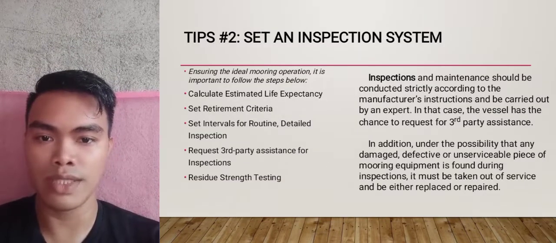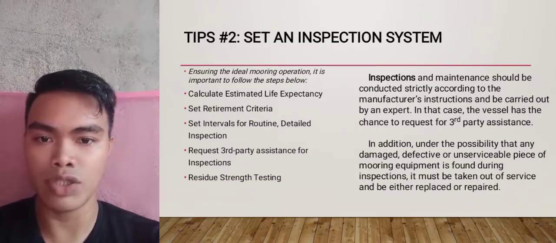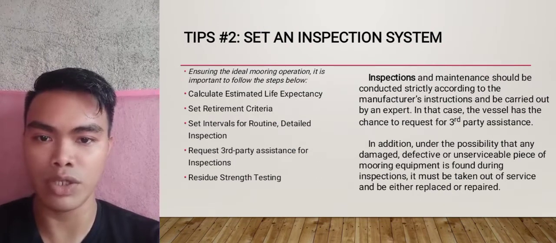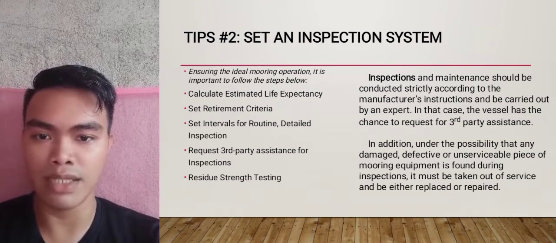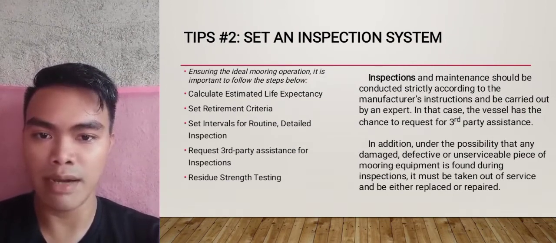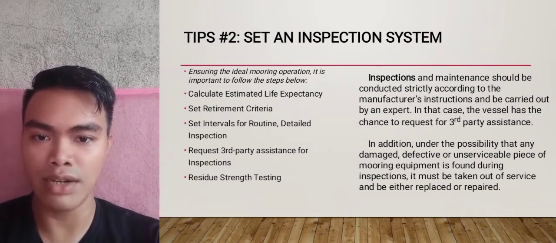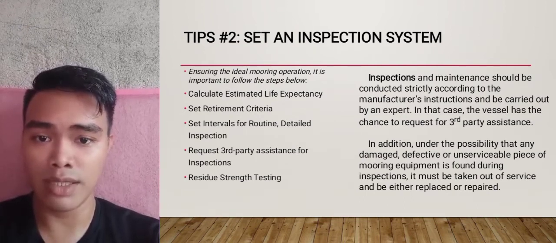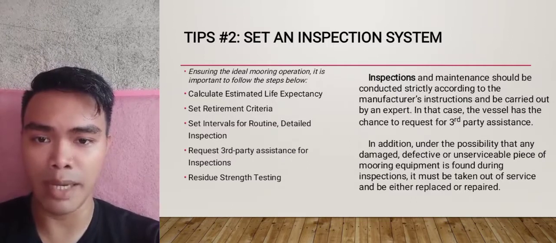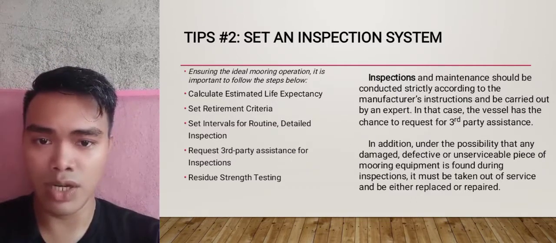Tip number 2. Set an inspection system. To ensure the ideal mooring operation, it is important to follow the steps below. First, calculate estimated life expectancy. Second, set a retirement criteria. Third, set intervals for routine detailed inspection. Fourth, request third-party assistance for inspection. Fifth, residual strength testing.